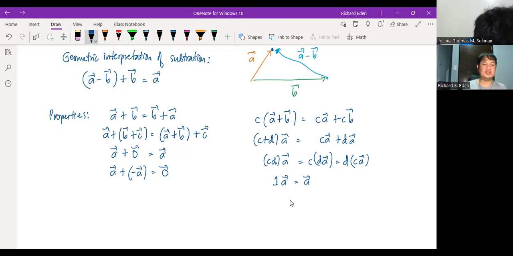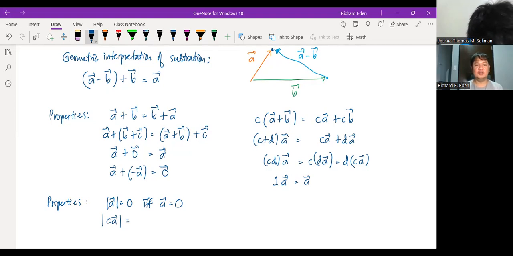So other properties, one of which I have already written down. The length of a vector is zero if and only if it's the zero vector. And then if C is a scalar and you multiply it to the vector A, the length of this new vector, is it C times the length of vector A? Yes, scalar lang kasi. But hey, C can be negative, right?